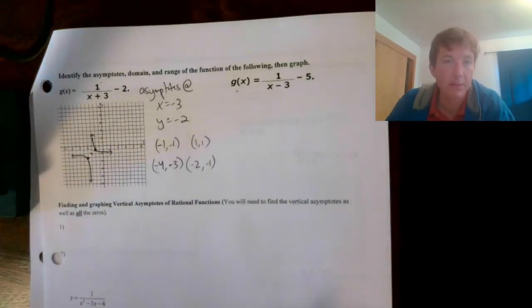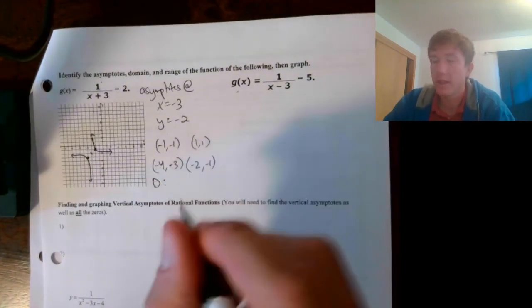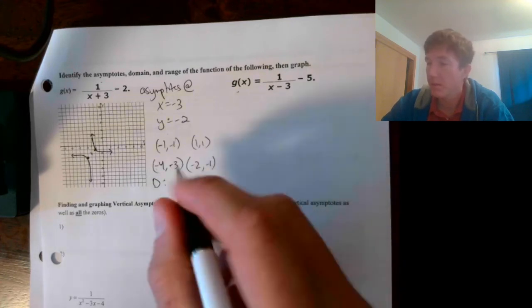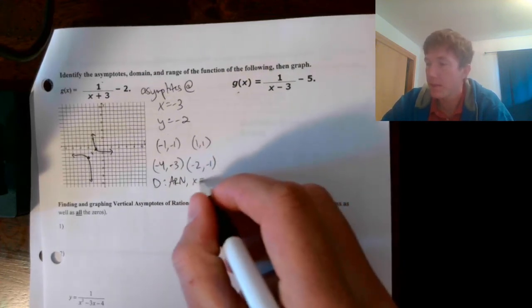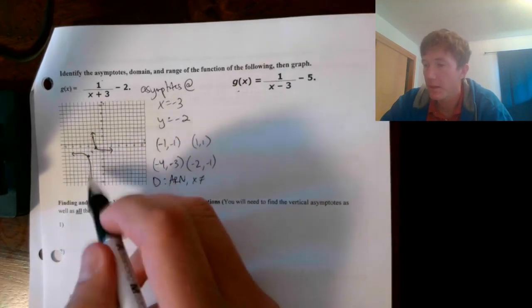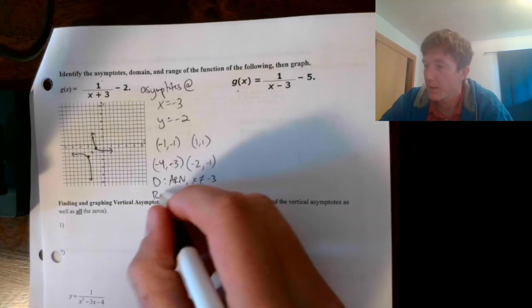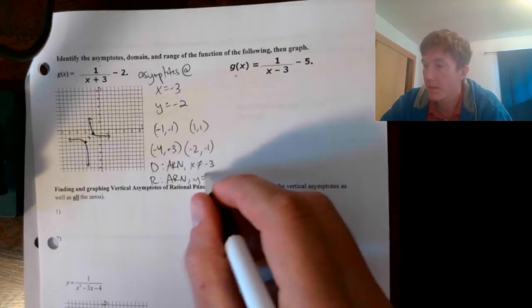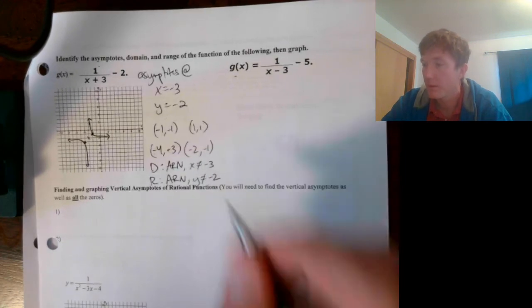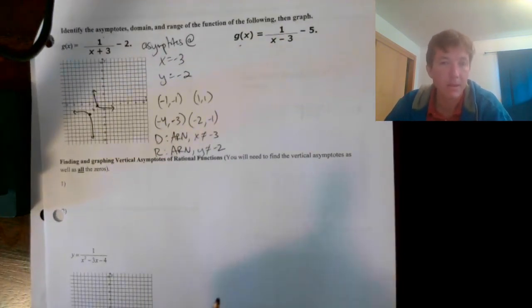So it says identify domain and range. Domain is all x values, remember. So we can say all real numbers with an exception that x can't equal our vertical asymptote, negative 3. The range is going to also be all real numbers with the exception that y can't equal the new asymptote, y equals negative 2.